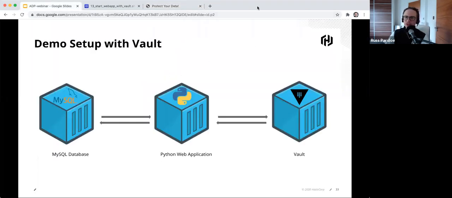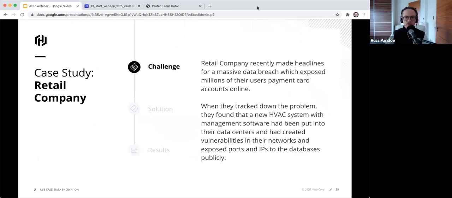Okay, so that was the demo. It's just a real quick look at some of the different methods that we have inside of Vault to protect your data. A really quick case study.